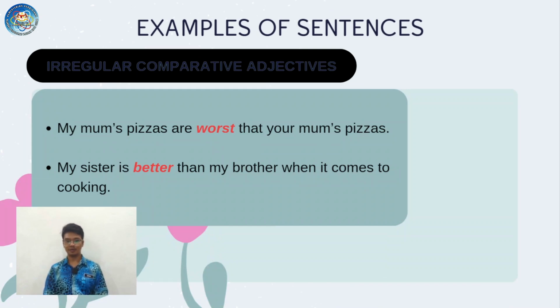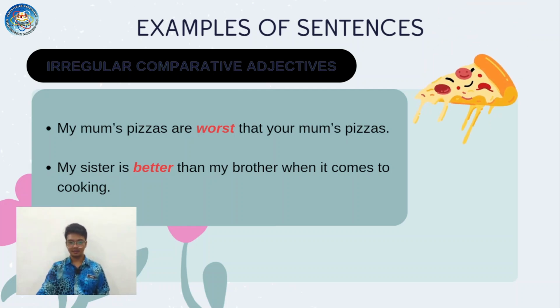Okay, so here are some examples of sentences for irregular comparative adjectives. The first example is, my mom's pizzas are worse than your mom's pizzas. Here we use the word worse as the irregular comparative adjective to compare between my mom's pizza and your mom's pizza. And then, my sister is better than my brother when it comes to cooking.